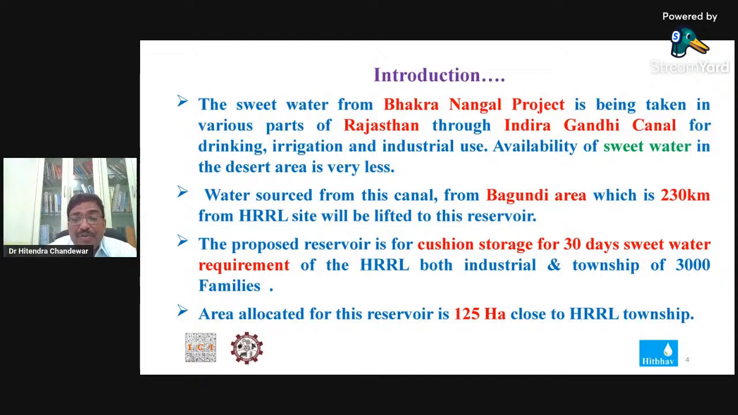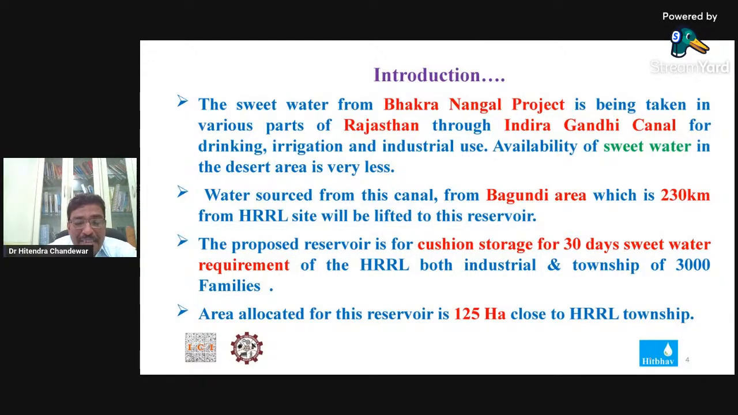So anyhow, they have to lift the water from that location, which is at Jaisalmer, about 230 kilometers from the Barmer, Pachpadra Barmer area. So the main source is the raw water from the canal, flowing water.